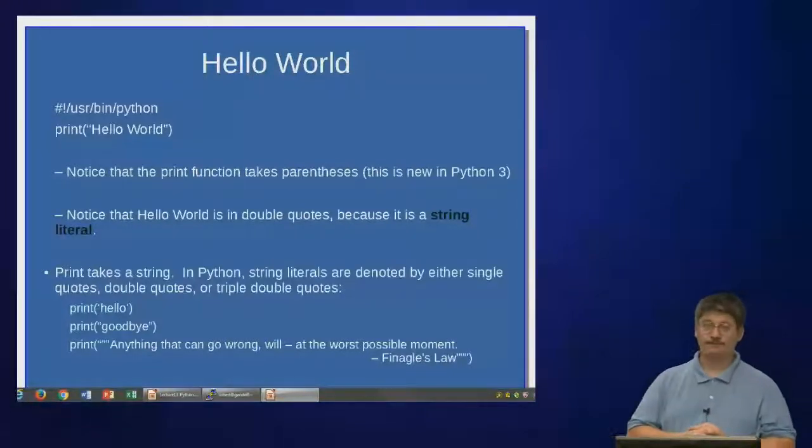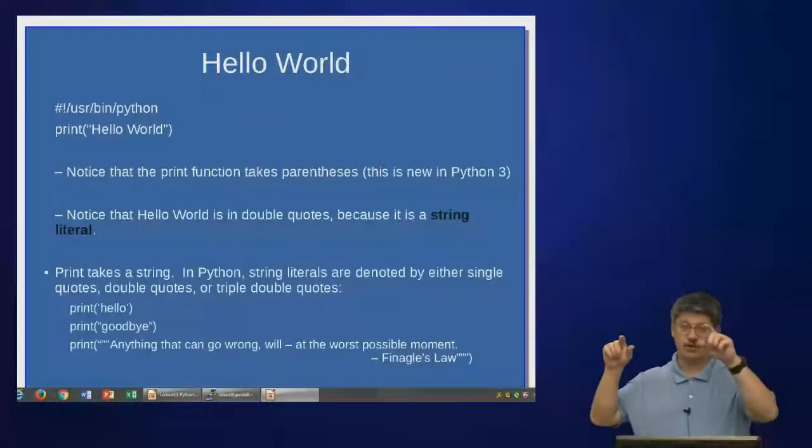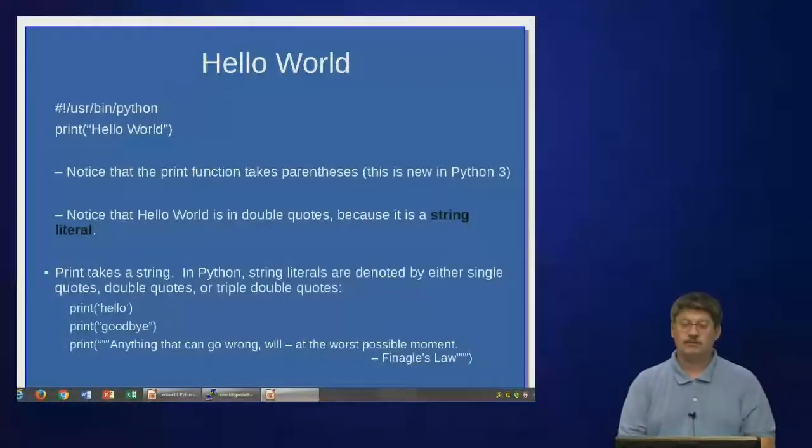Now, Python actually allows you to use 3 different kinds of quote marks for strings. You can use single quotes, like I've done here, print single quote hello, single quote. Or you can use double quotes, print double quote goodbye, double quote. Or there's a third option. I can use what are called triple double quotes, or triple doubles. And if I use triple doubles, the advantage is that I can actually wrap to multiple lines.